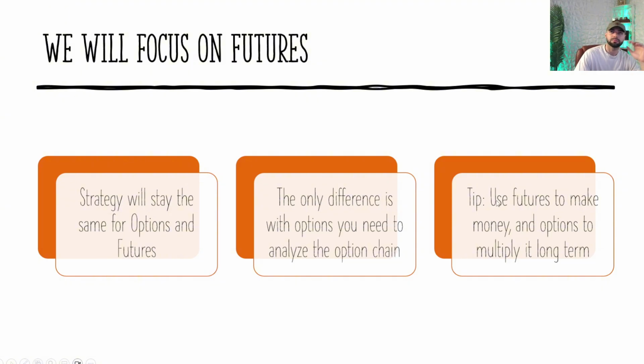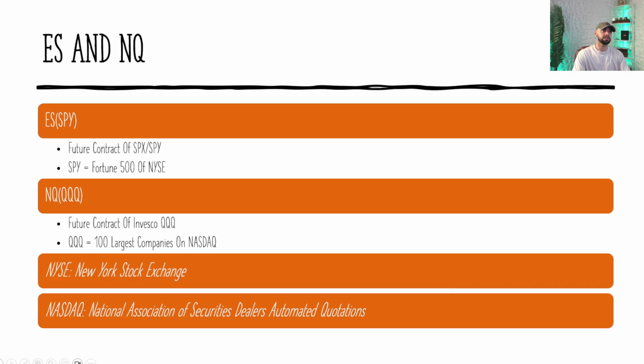And then tip, again, I talked about this. Use futures to make money and options to multiply it long term. It's the key here. It is the key and it is the way. So this is what I focus on. You can trade anything else you want, but I focus on 2 different pairs that I trade.